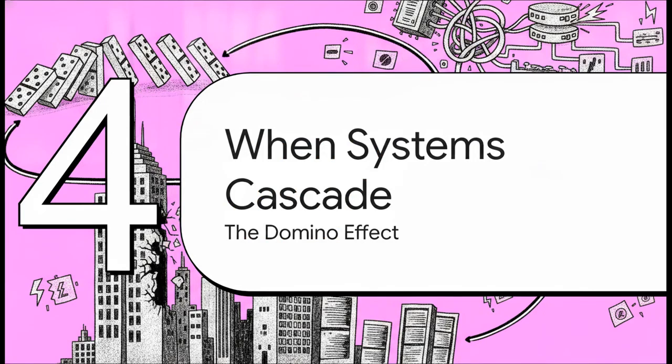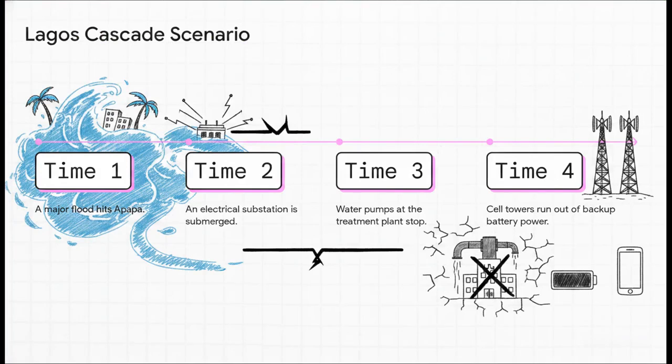Let's look at the domino effect in action. This domino effect is basically the ultimate nightmare for disaster managers. It's where physical and digital failures completely merge together. Let's walk through a terrifying, hypothetical scenario in Lagos to visualize exactly how this goes down.